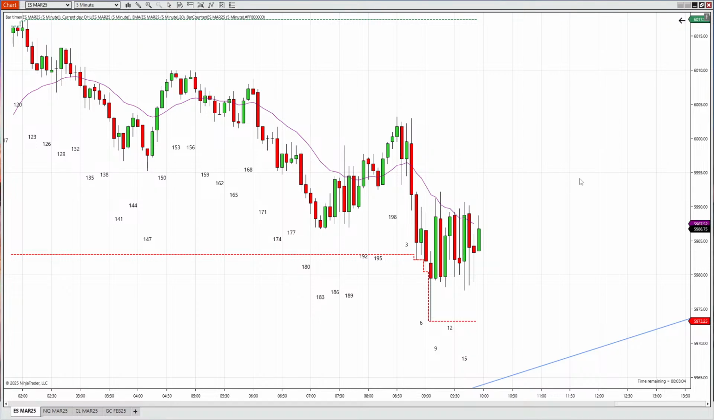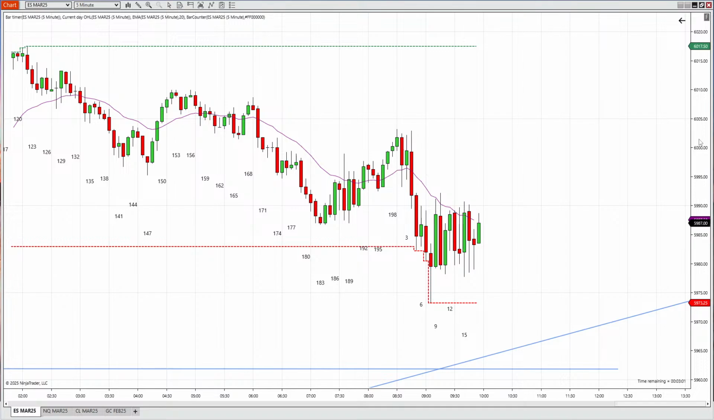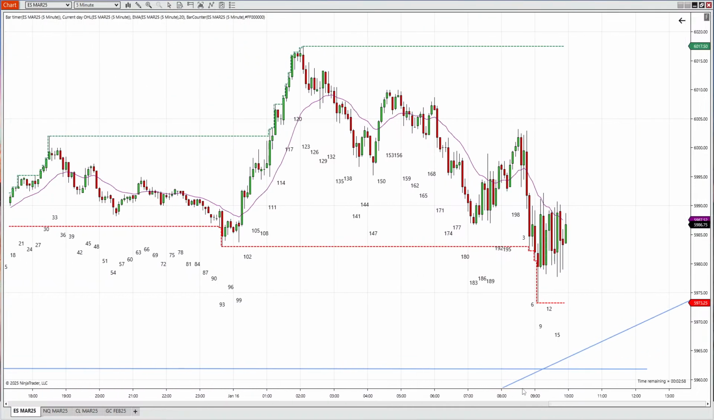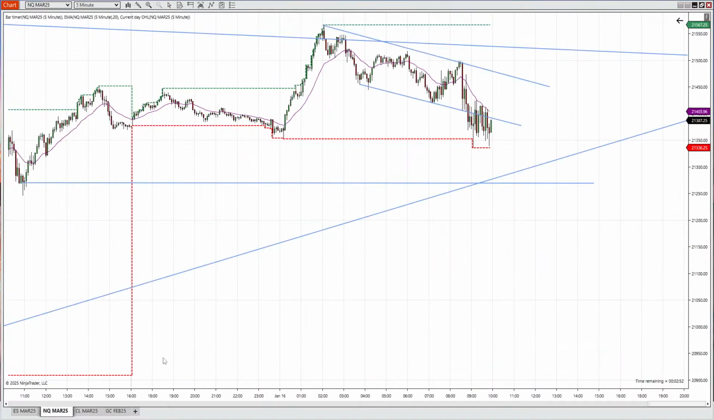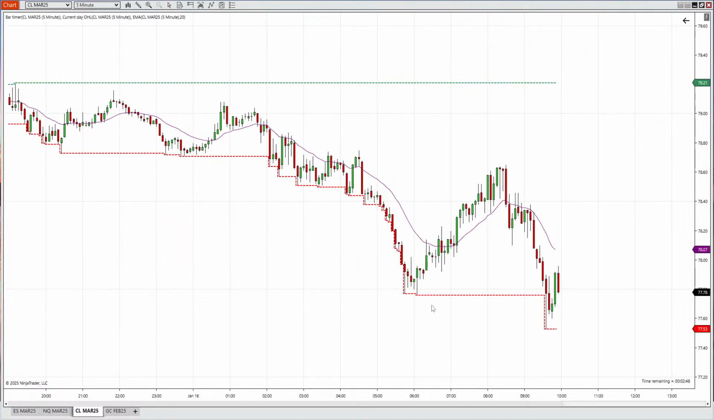Alright, waiting to get out of this chop zone. Very, very boring day thus far. Very boring day on the ES. Real choppy. NQ, same thing. There's no very good trades here.